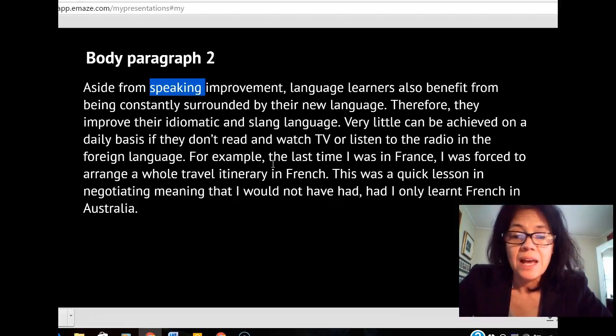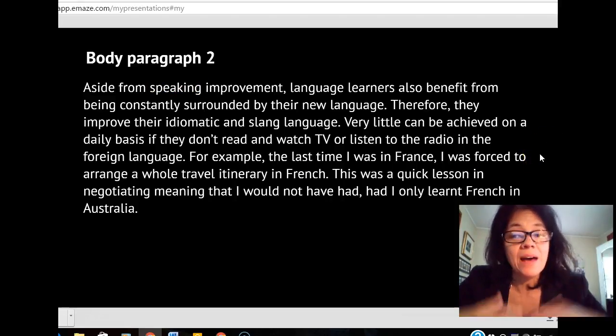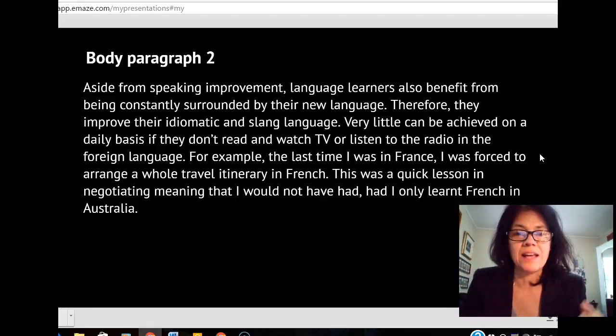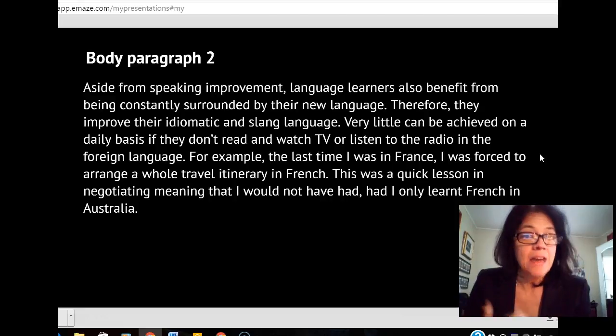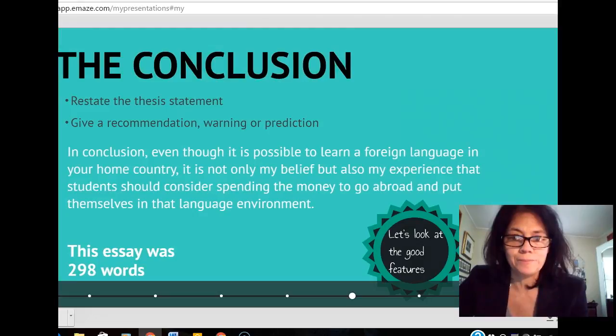For example, the last time I was in France, I was forced to arrange a whole travel itinerary in French. This was a quick lesson in negotiating meaning that I would not have had I only learnt French in Australia. That's the second main body paragraph about being surrounded by the language, about having to use the language daily in a natural way. And here is the conclusion.